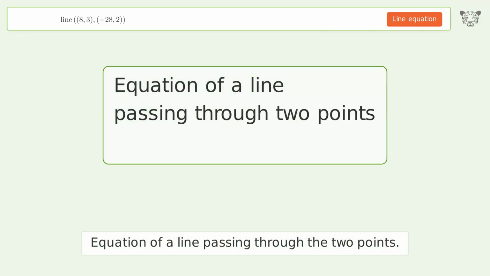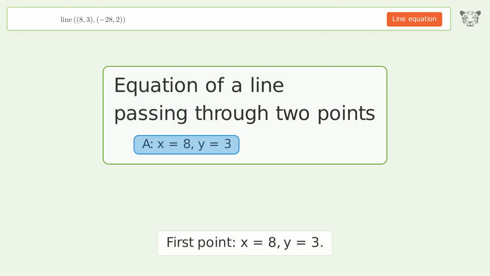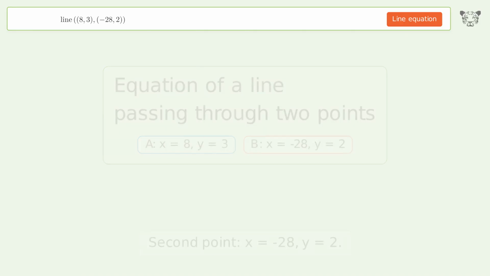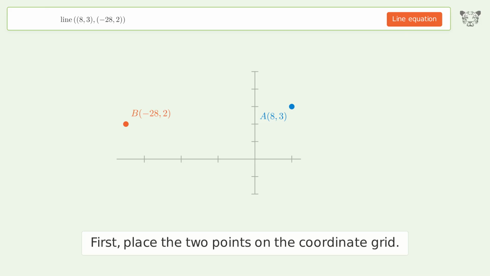Equation of a line passing through 2 points. The first point has x equals 8, and y equals 3. The second point has x equals -28, and y equals 2. First, place the 2 points on the coordinate grid.